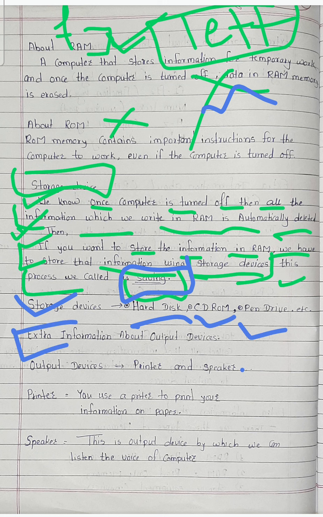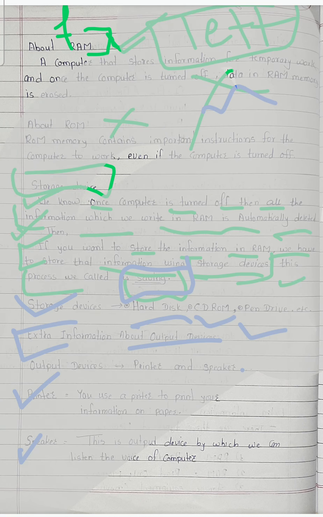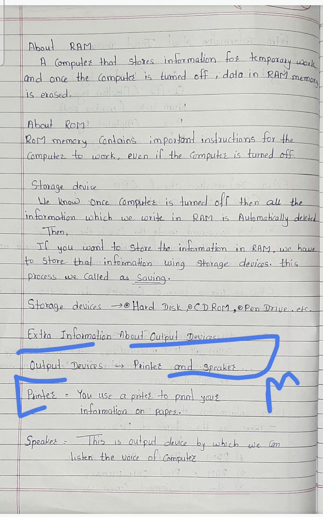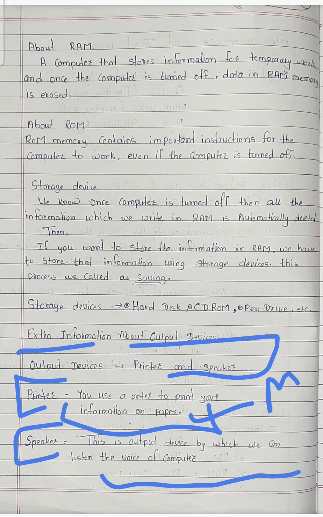Then extra information about the output devices. You know the output devices: monitor, printer, speaker, etc. Let's see the extra information about it. Output devices are the printer, the speaker, and also the monitor. You use a printer to print your information on paper. The speaker is an output device by which you can listen to the voice of a computer. So these are the output devices which give you the output.